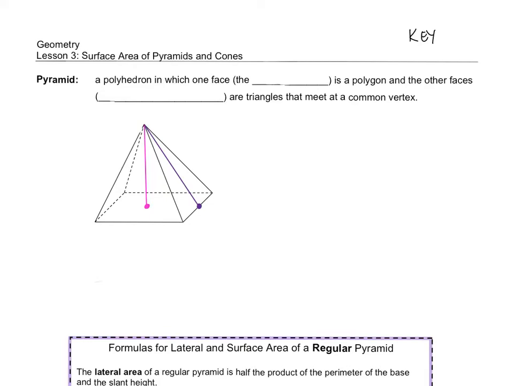Hi there, geometry students. Today we are going to be starting up lesson 3, looking at the surface area of pyramids and cones. Today we're going to focus on pyramids, and tomorrow in class we're going to focus on cones. So go ahead and open up to page 6.